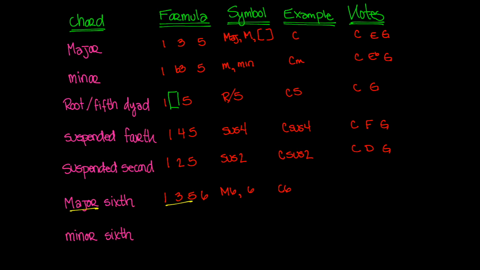And then let's go ahead and do the notes here. Since we had 1, 3, 5, 6, we're going to have C, E, G, there's my major, and then my sixth degree would be an A.